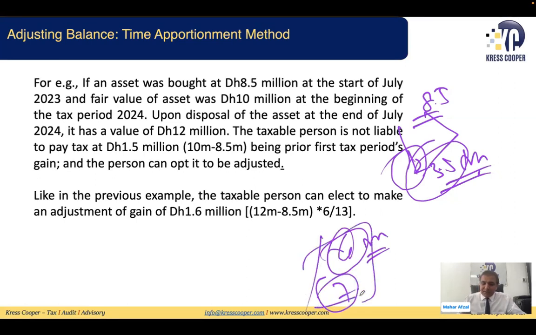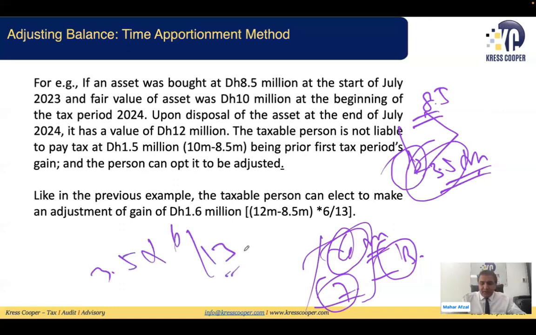So in total, how many months was the asset held? 13 months. So the gain is 3.5 million, 3.5 into 6 divided by 13. The value is 1.6 million. This is the gain pertaining to the period before the introduction of the corporate tax law.